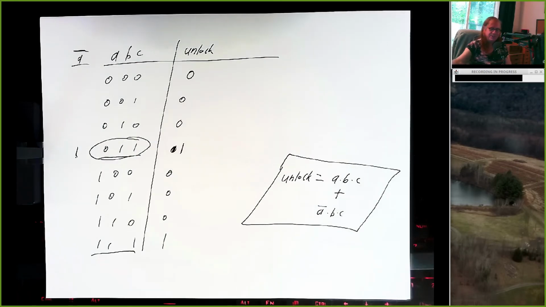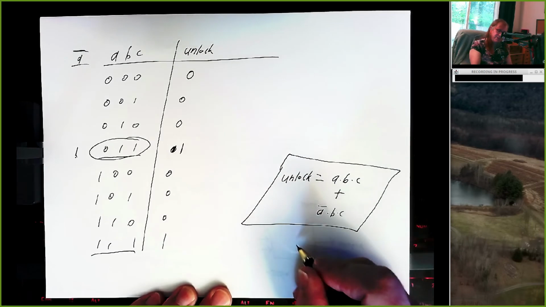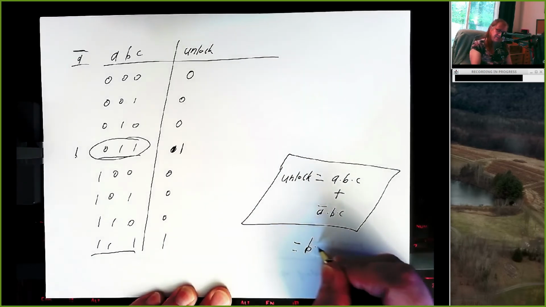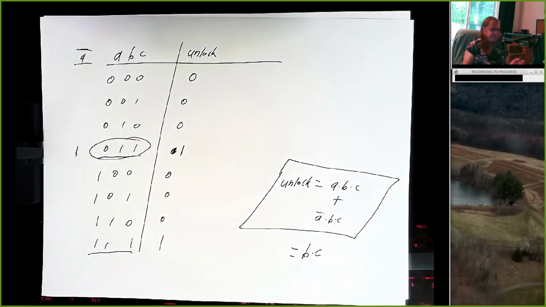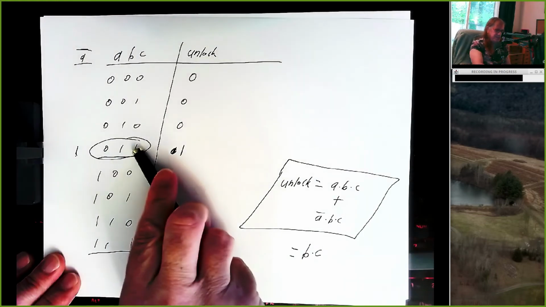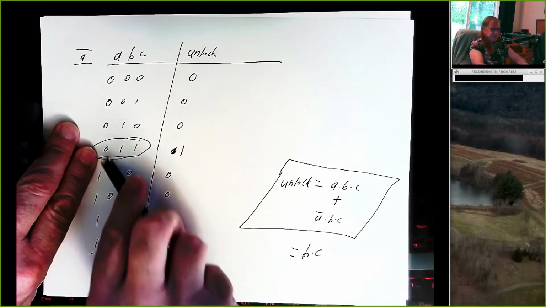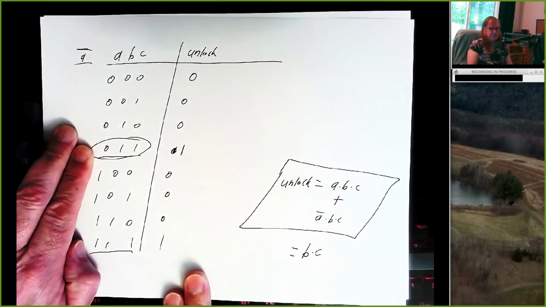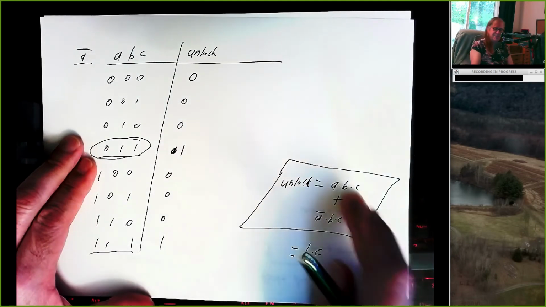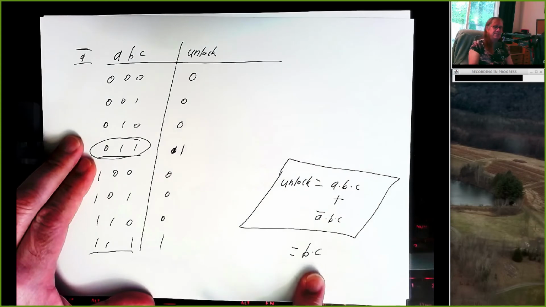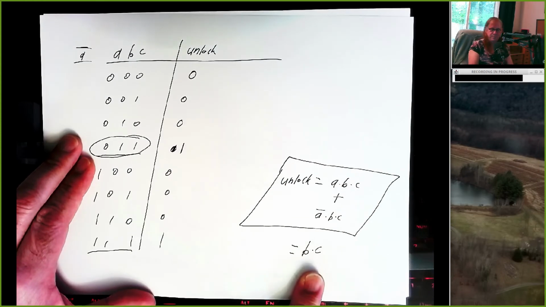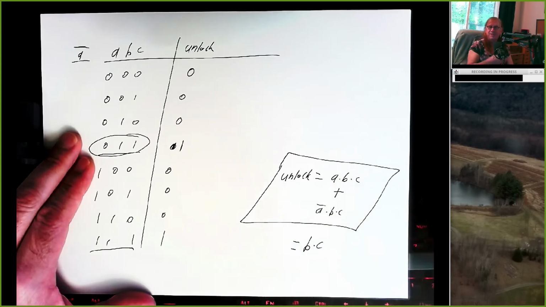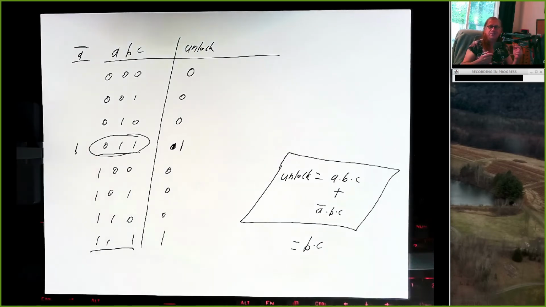And then we'll look at how we can simplify equations, because as someone pointed out in chat, this is actually the same thing as just B and C. The value of A doesn't matter. If B and C are both 1, it doesn't matter if A is a 0 or a 1, we want our output to be a 1. So we'll spend a fair amount of time looking at how to simplify an equation like this into something like that. And the main thing we'll talk about for that is something called a K-map, or a Karnaugh map.